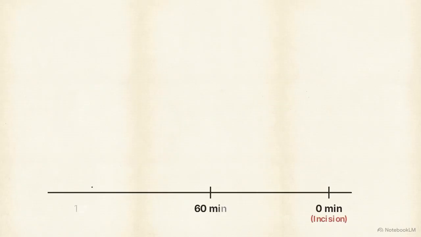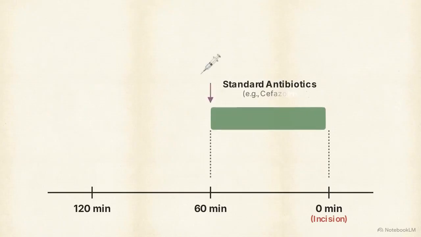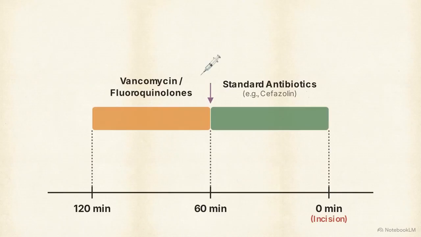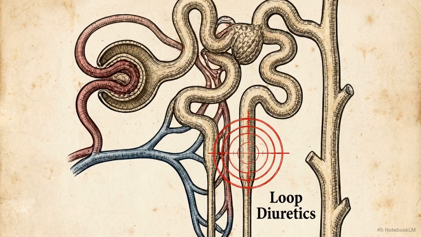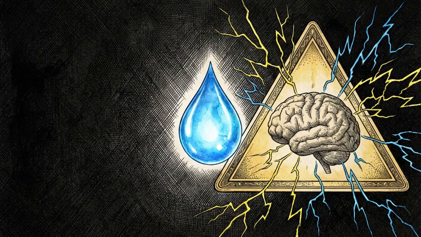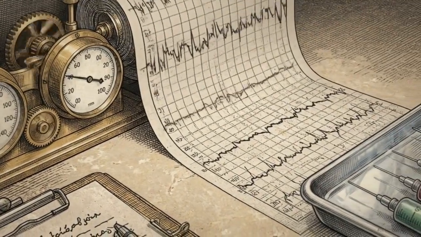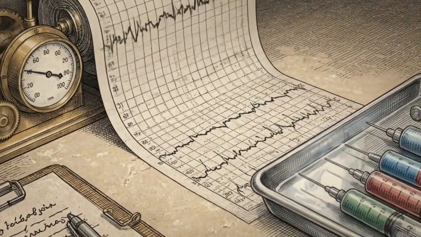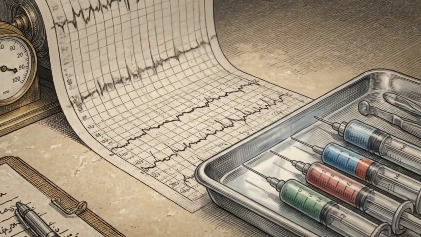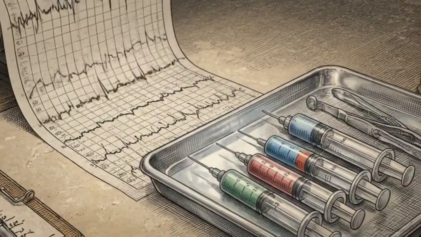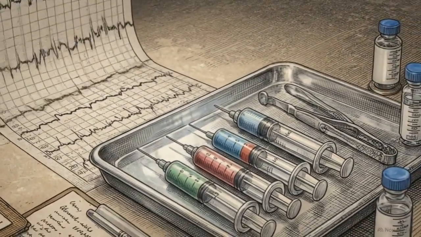Contrast the prophylaxis timing. Standard antibiotics must be in within 60 minutes, while vancomycin requires 60 to 120 minutes. Which diuretic class acts on the ascending loop and potentiates NMBs? Loop diuretics. Which IV dye risks serotonin syndrome? Methylene blue. Mastering the intersections of pharmacology and physiology ensures precise, evidence-based anesthetic management by accounting for the physiological cascade triggered by every administered agent.